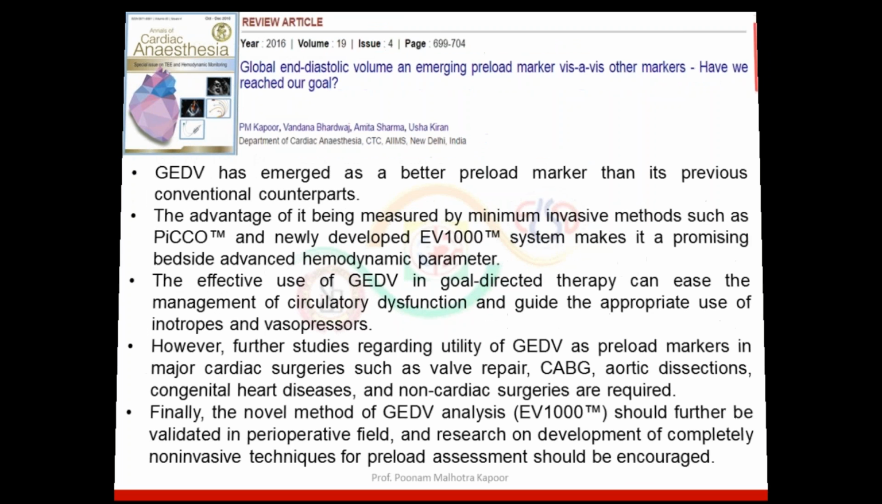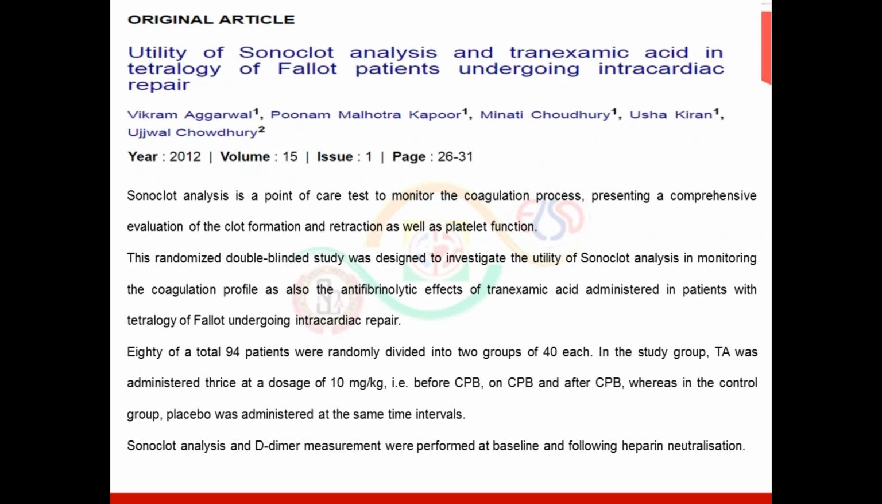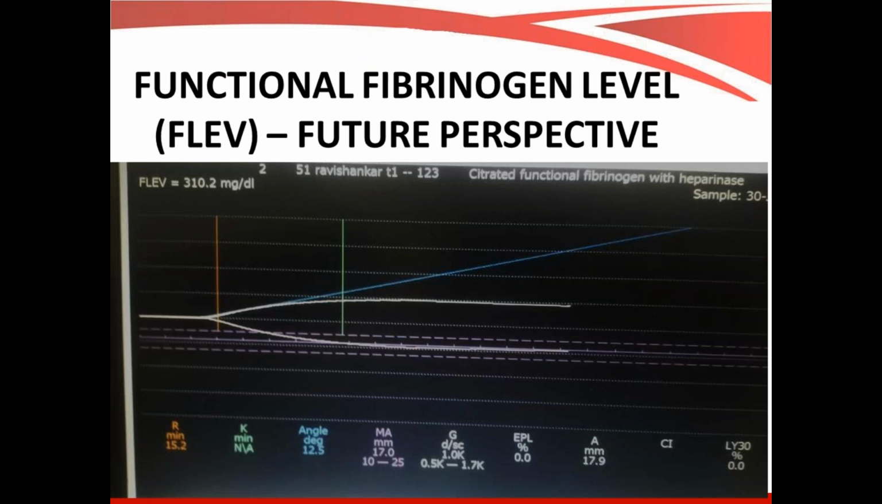It's more advanced. And as we use this, with our systems, we also find so many chapters in our books. We've done SonoClot and tranexamic acid in so many of our patients. But the future is functional fibrinogen level. And this is something that is a big research project with us. This is from one of our patients.